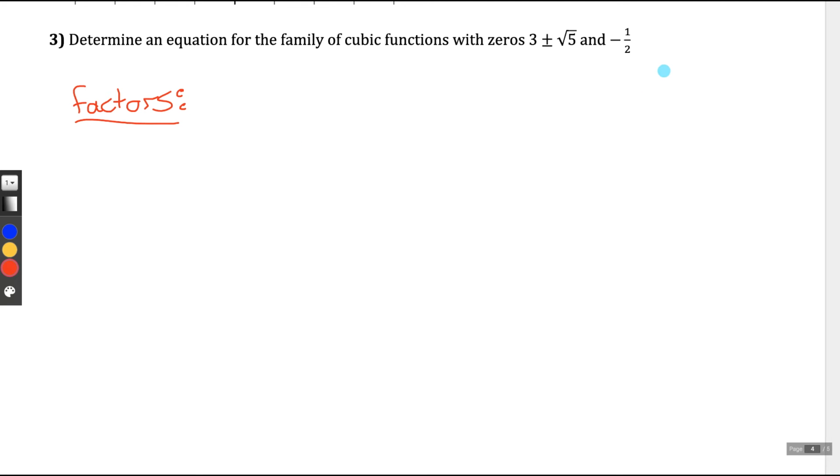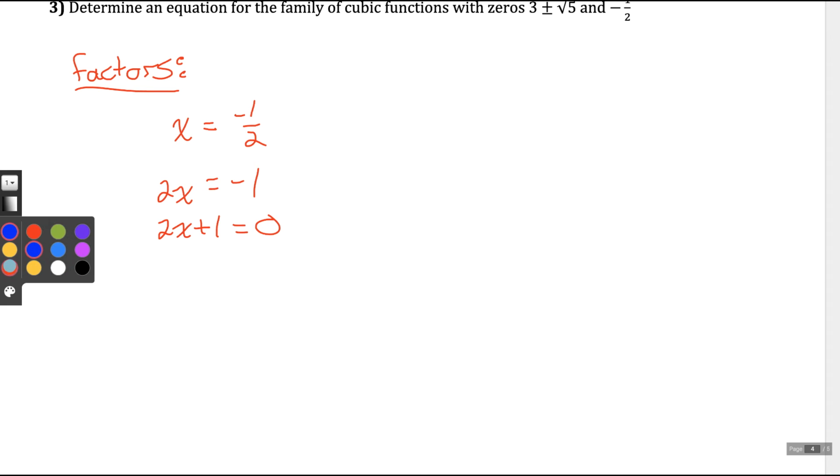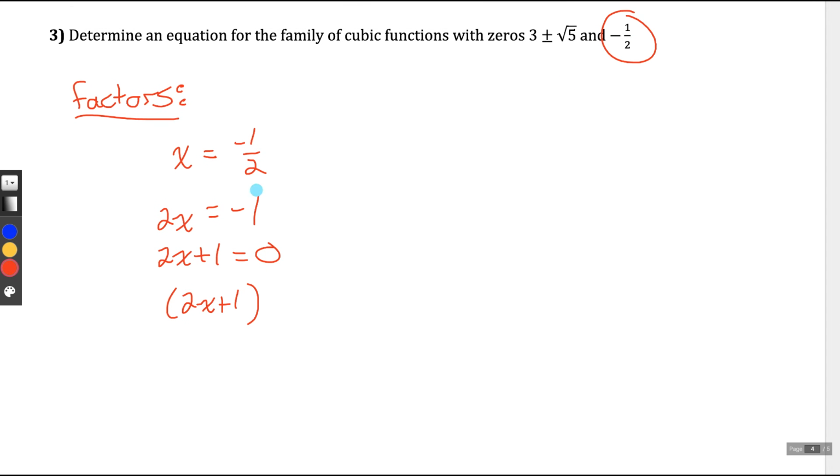Let's start with the -0.5 zero. There is some factor that when I set it to 0 and solved, I got -1 over 2. What was that factor that had this solution? So I need to reset this back to 0. Let me multiply the 2 to the other side and then add the 1 over. So I get 2x plus 1 is the factor that when set to 0 and solved, right now envision going the other way, if I set this factor to 0 and solved it, I would get negative a half. So 2x plus 1 is the factor that creates the x-intercept of negative a half.